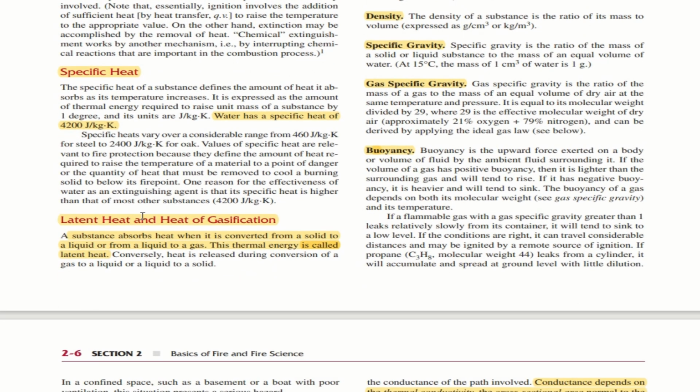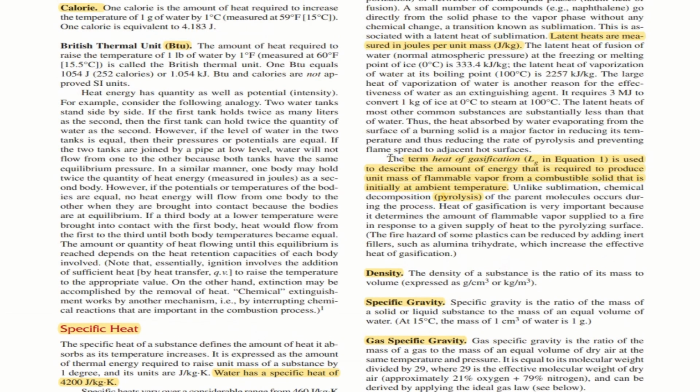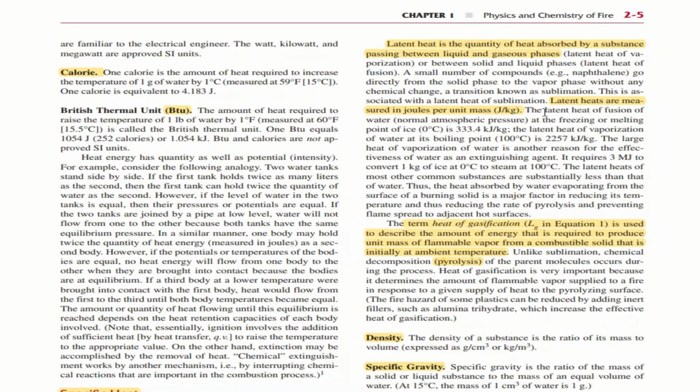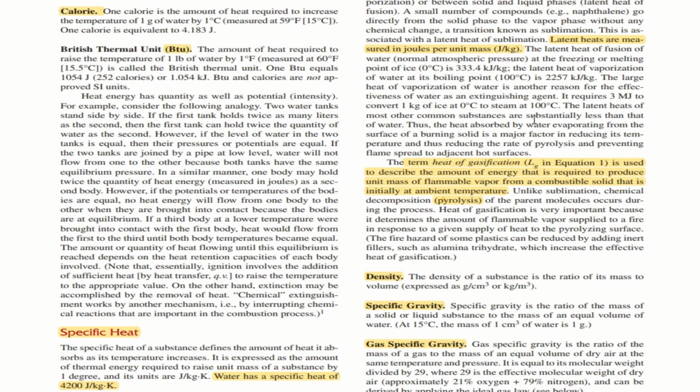Okay, latent heat and heat of gasification, this is also an important topic, you just need to go through thoroughly. A substance absorbs heat when it is converted from a solid to a liquid or from a liquid to a gas. This thermal energy is called latent heat. This is a very important point. Latent heat is the quantity of heat absorbed by a substance passing between liquid and gaseous phases. Latent heats are measured in joules per unit mass. So they might ask the unit of latent heat as well.